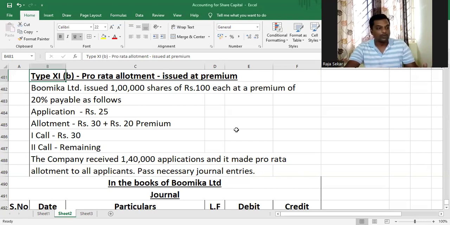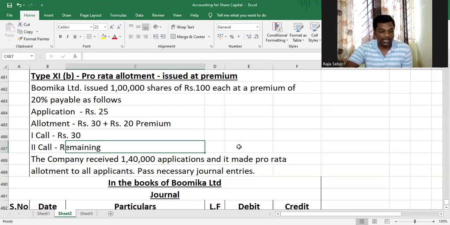I have a question for you. Bhumika Limited issued 1 lakh shares of rupees 100 each at a premium of 20% payable as follows. Application 25, allotment 30 plus 20 rupees premium. First call is 30, second call is remaining. The company received 1,40,000 applications and it made pro rata allotment to all applicants. Pass necessary journal entries.